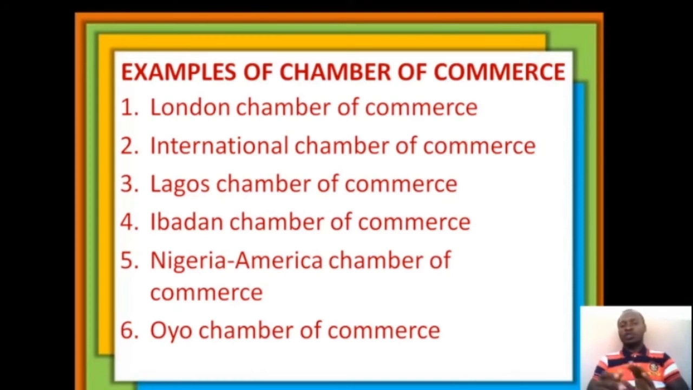All right, some examples now to help us have a good understanding. The first here is the London Chamber of Commerce, which of course has to do with the different businesses located in London. Then we have the International Chamber of Commerce, Lagos Chamber of Commerce, Ibadan Chamber of Commerce, Nigeria America Chamber of Commerce, and Oyo Chamber of Commerce.